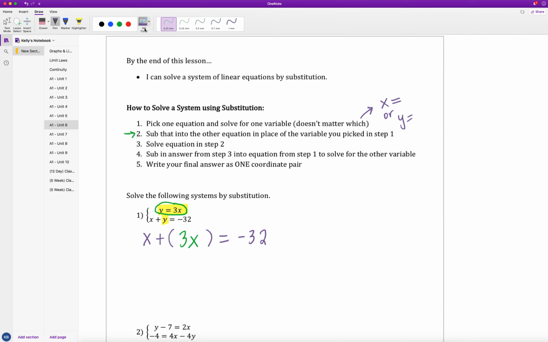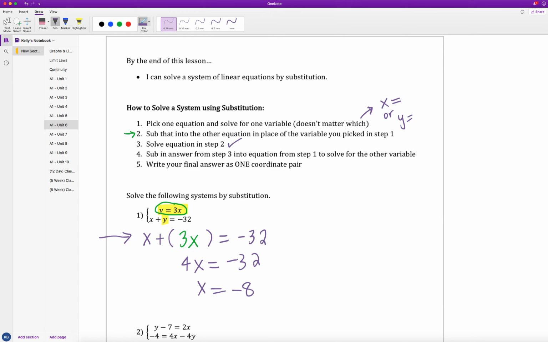The next thing we want to do from here is we want to solve this equation. So when I get down to this step, I shouldn't have any more y's, and I don't. So my equation is all in terms of x. I can solve this by combining like terms. So we end up with 4x equals negative 32. Then to get x by itself, I can divide through by 4, and x will end up equaling negative 8. So we've now solved the equation in step 2.